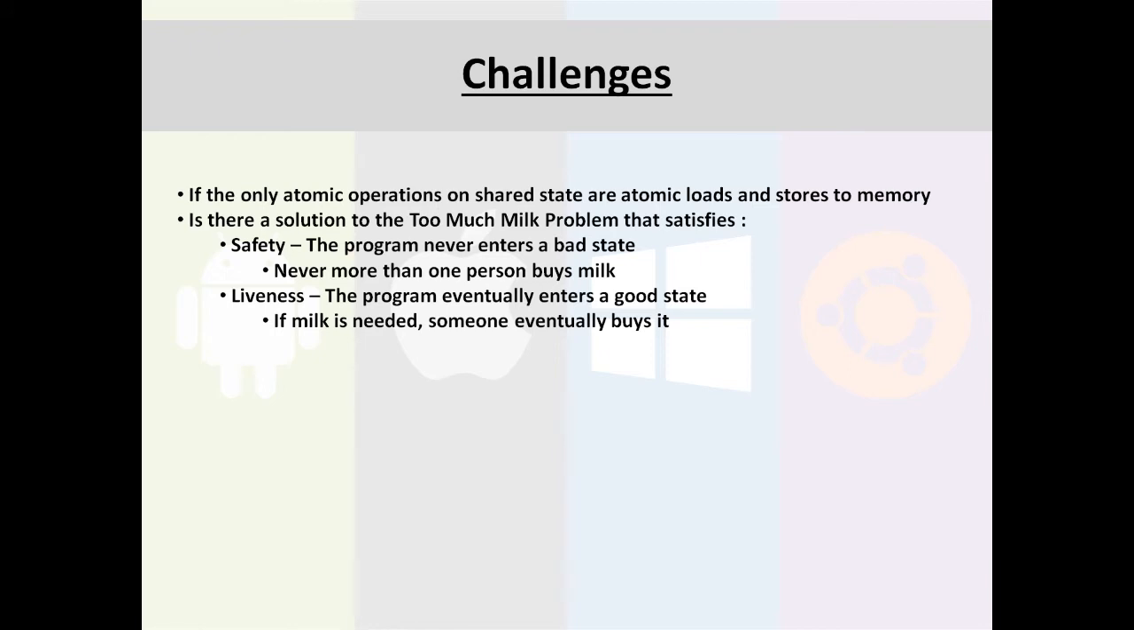Well, if we only have atomic operations such as load and store, is there actually a solution that can solve this too much milk problem that satisfies two conditions? One is safety: that the program never enters a bad state, such as more than one person buying milk. The other is liveness. And this means that a program eventually enters a good state, or you're ensuring that a program will at some point enter a good state. And in our hypothetical, that good state would be that if milk is needed, someone actually goes and buys it eventually.